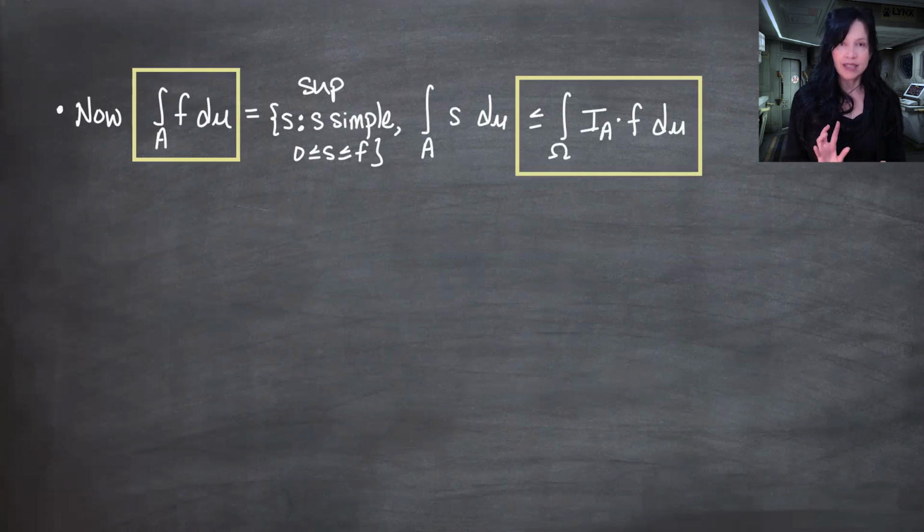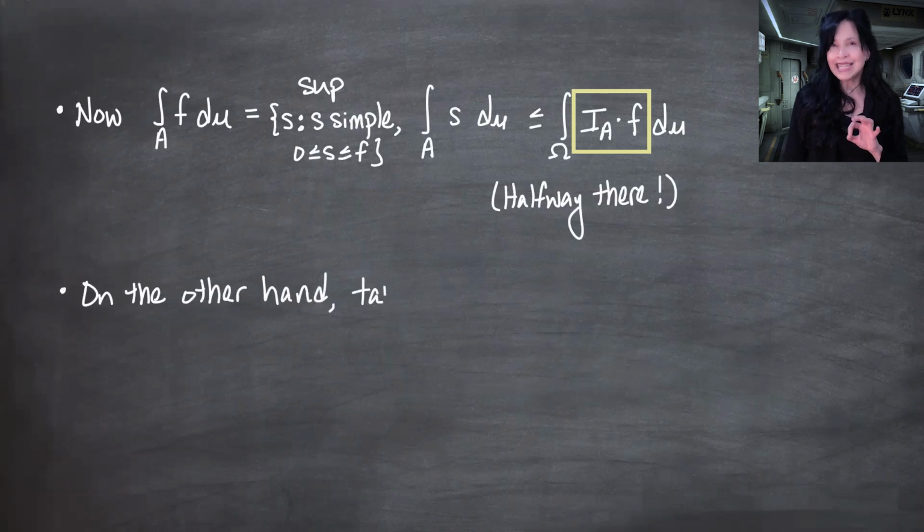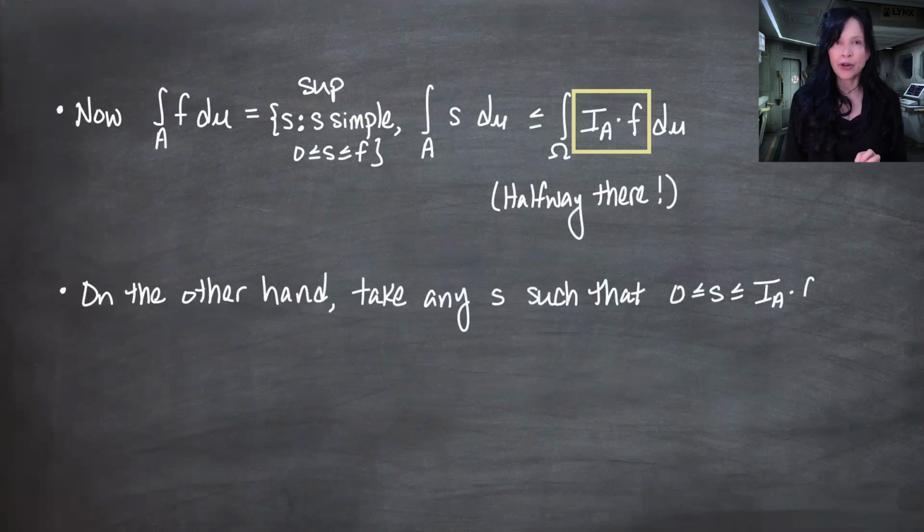Now, this to this, we wanted to show these are equal, and we have an inequality, so we are halfway there, and I want to show the reverse direction for this inequality. So let's look at integrating this. The integrand is the indicator times f, and how would I do this integral? f is not necessarily simple, so this whole thing is not necessarily simple, so I would have to consider any simple s trapped between 0 and this thing. So trapped between 0 and the indicator on A times f.